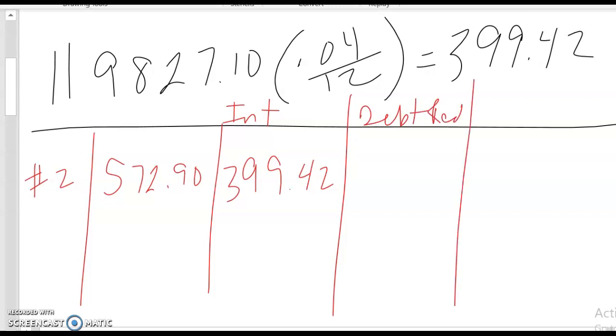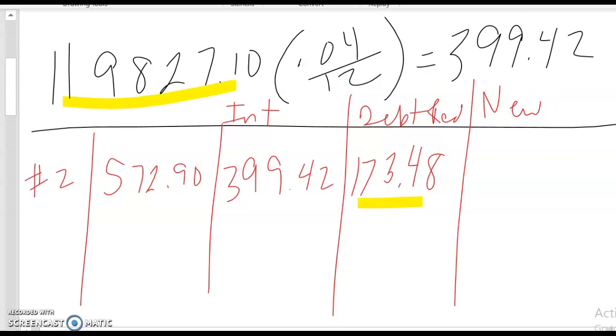Okay, so debt reducing. Now I would take $572.90 and subtract $399.42. And now my debt is going to be reduced by $173.48. So you can see it's slightly different than month 1. Not much, but a little. So my new balance, now I'm going to take the 119,827.10, and I'm going to subtract the 173.48. And my new balance is $119,653.62. Again, it's just not going down very quickly.